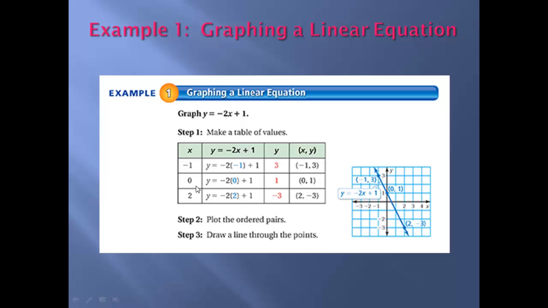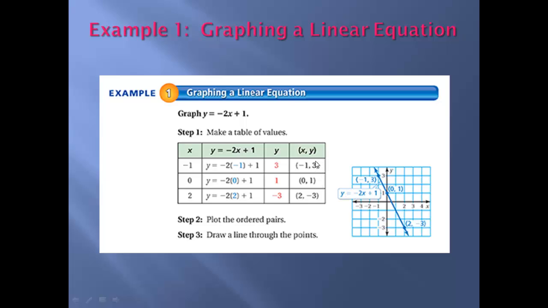Now we're going to do the same thing, but we're going to say that x is 0. So we have y equals negative 2 times 0 plus 1. Negative 2 times 0 is 0, plus 1 is 1. So our ordered pair is 0, 1. And now we'll do the same thing for 2. y equals negative 2 times 2 plus 1. Negative 2 times 2 is negative 4, and negative 4 plus 1 is negative 3. So our last ordered pair is 2, negative 3.